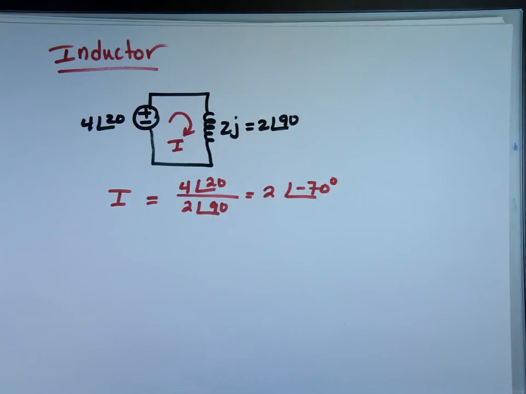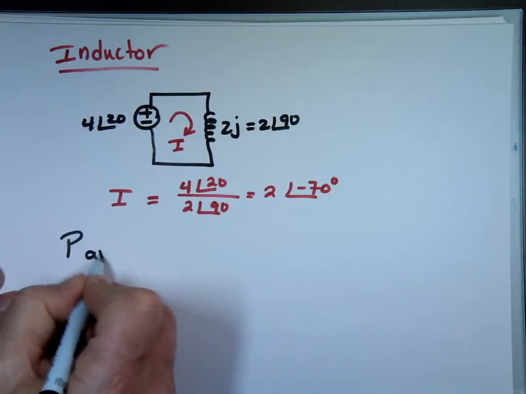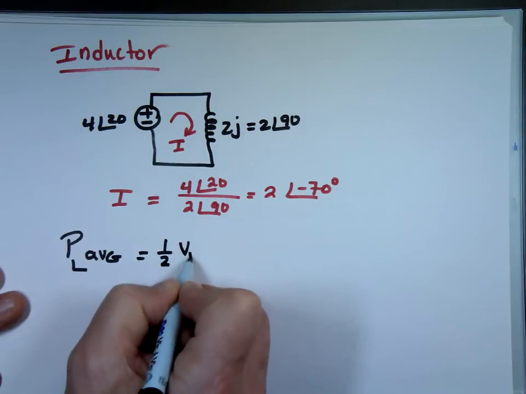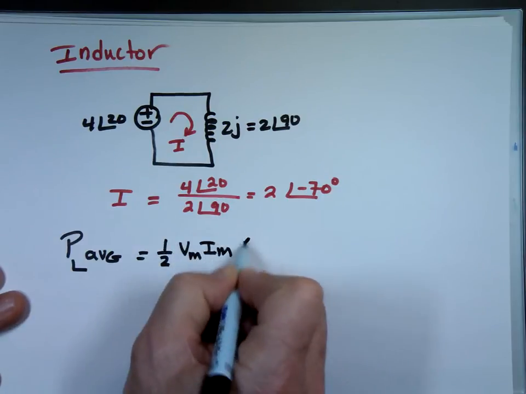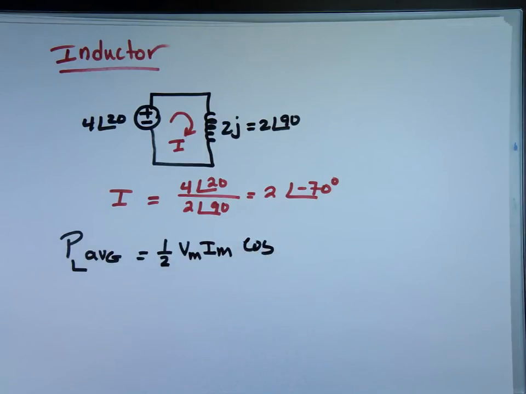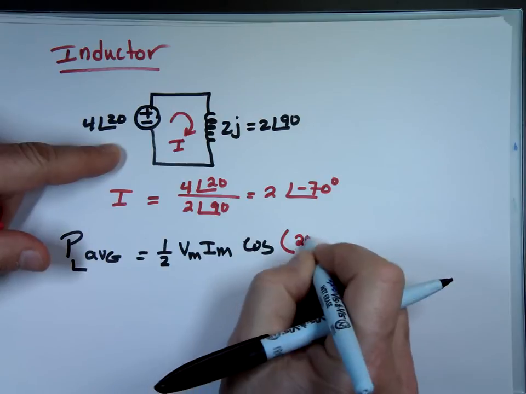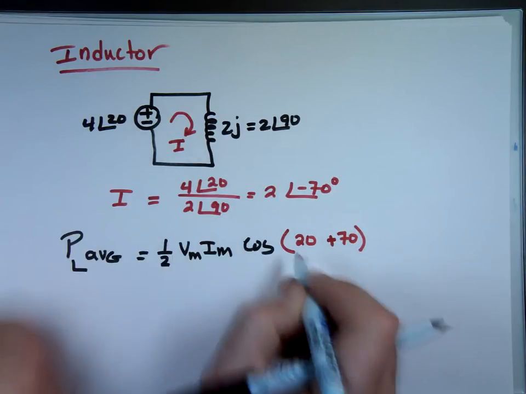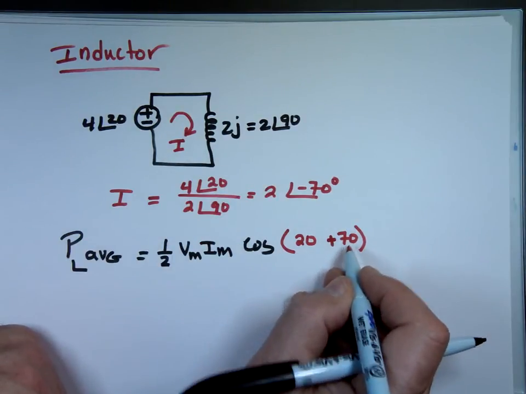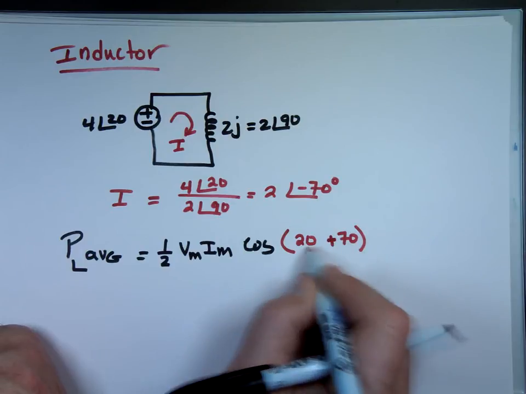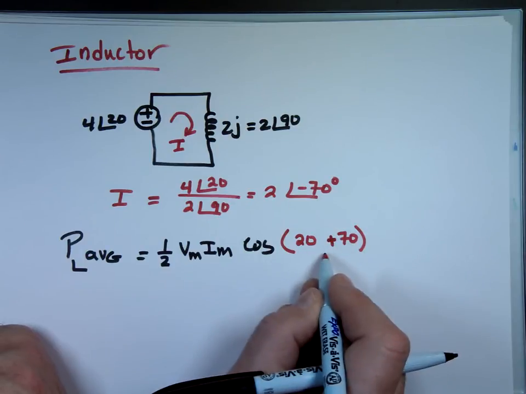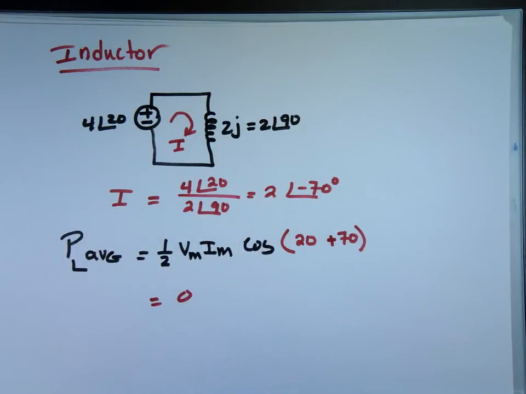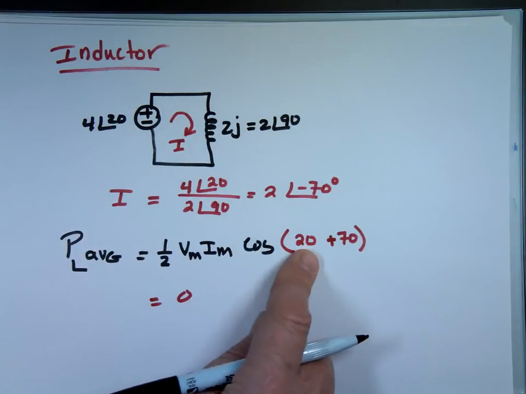P average for an inductor, it's 1/2 V max, I sub max, cosine, again, pay attention to this, theta V minus theta I. What's theta V? 20 minus, what's theta I? Negative 70, that makes it plus 70. What's 20 plus 70? 90, right? What's cosine 90 degrees? 0. So the answer is always 0. The average power absorbed by an inductor is always a 0. Why? Because that angle, theta V minus theta I, is plus 90 degrees.